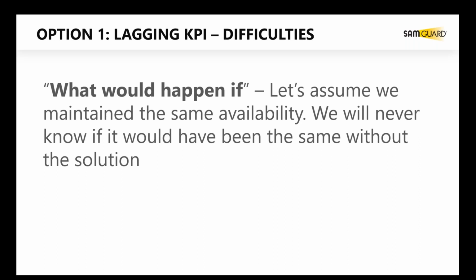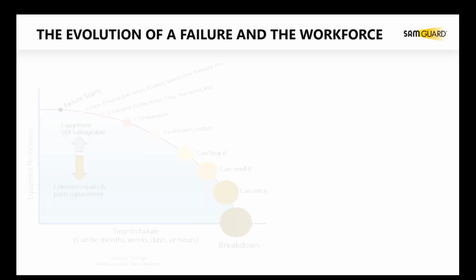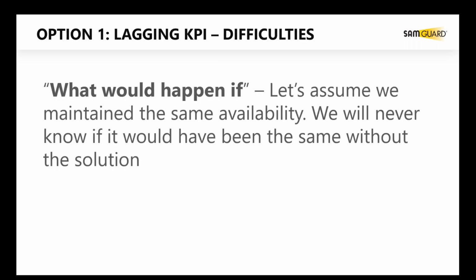The reality is that when you apply a lagging KPI, you actually don't know what would happen if we didn't do this. Let's assume we have our plant and our plant availability is 98% or 95%, and the year after we implemented SandGuard, we are still at 95%. Are we successful or not? You don't know what would have happened if you weren't implementing SandGuard. Maybe your availability would go down to 90, and actually we gained 5%. So the alternative path just doesn't exist. Once you select a path, you don't know what the alternative would have been.